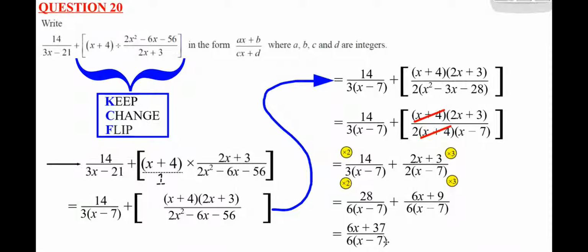6 lots of x minus 7 is the same as 6x minus 42. This is now in the form we required. A is 6, B is 37. Not that we need to say this as such. C also happens to be 6. It doesn't say A and C have to be the same, so that's allowed. And D is negative 42. So that's question 20 complete.